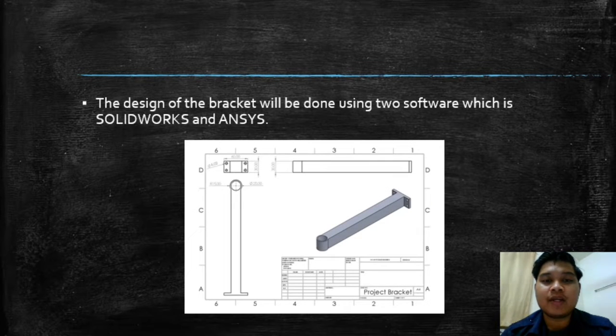The design of the bracket will be done using two software, which are SolidWorks and ANSYS. This is the drawing of a mounting bracket.